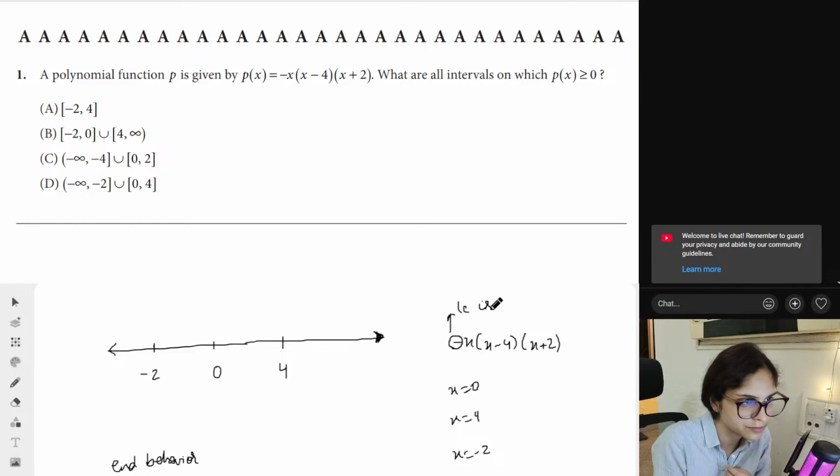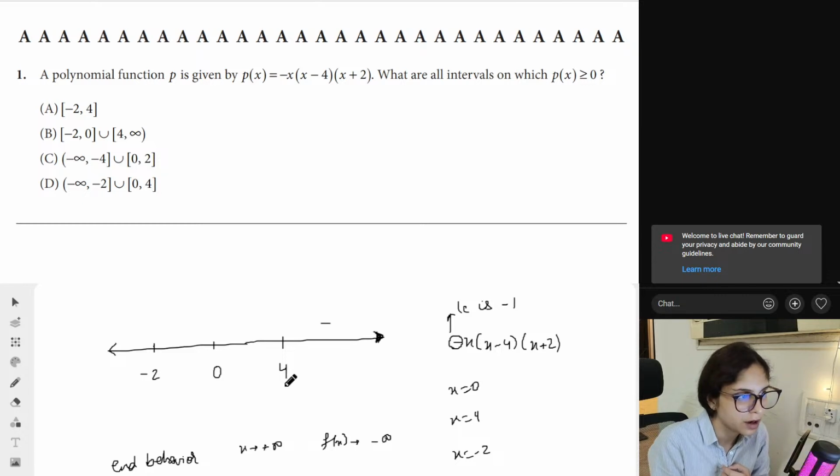It's negative 1. LC means leading coefficient. So end behavior when x is going to positive infinity, your f of x is going to negative infinity. That means this is going to be negative. And then because all of them have a multiplicity of 1, now you alternate the sign. Over here it is minus, it will become plus over here. It will become minus over here, it will become plus over here.